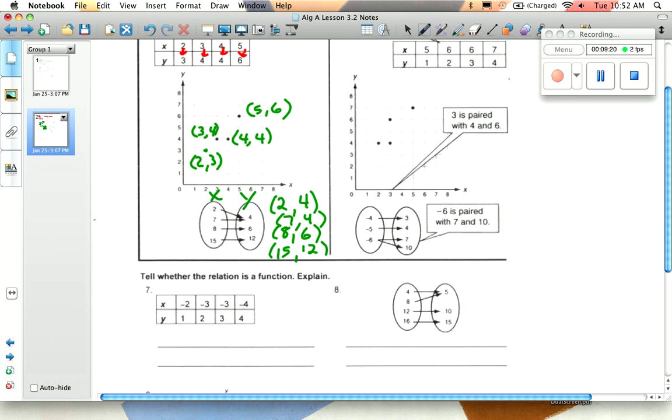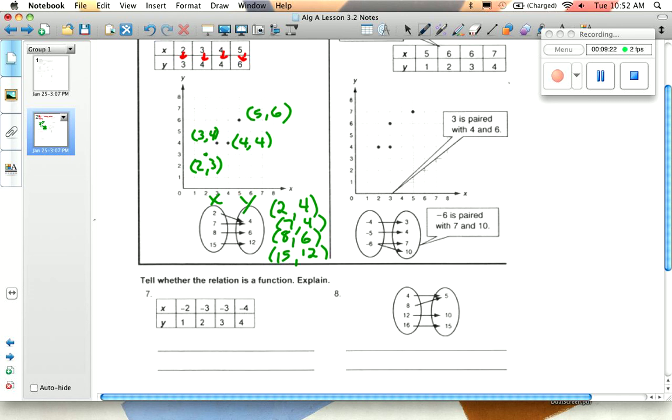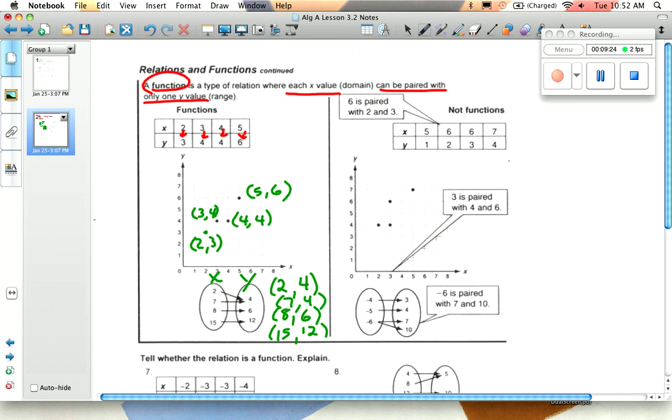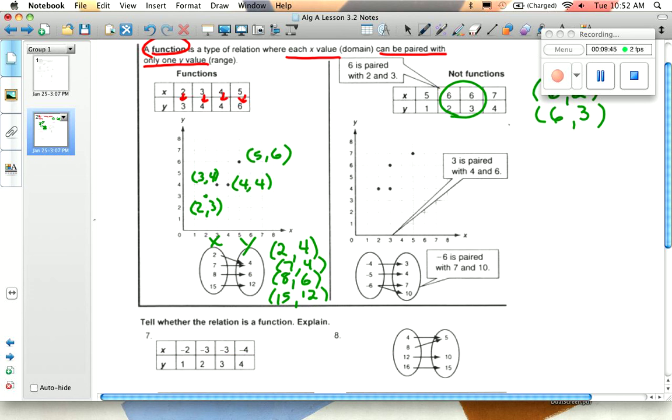Okay. And over here now they're showing us some where they're not functions. They tell us in the top one, 6 is paired with 2 and 3. So we have these two ordered pairs, (6, 2) and (6, 3). That x value of 6 has 2 different y values. You can only have one. Look at what happens in the diagram.